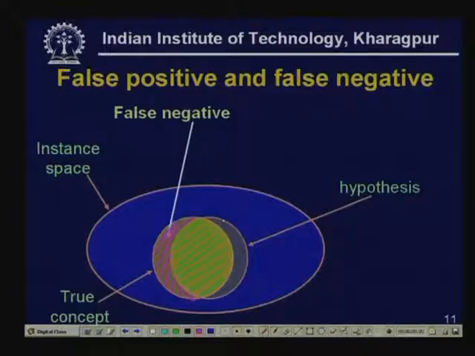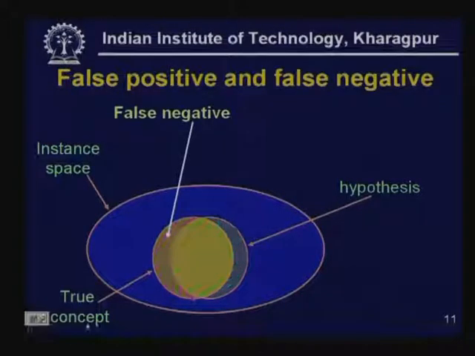Similarly, these instances, they are classified as positive by the hypothesis, but actually according to the concept they do not belong to the concept. So, they are called false positives. So, this is the region of false negatives, this is the region of false positives, and the middle they are labeled as positive by both the hypothesis as well as the concept, and the rest of the instances are also labeled as negative by both the concept and the hypothesis. So, the false positives and the false negatives are the two regions of error for the hypothesis.